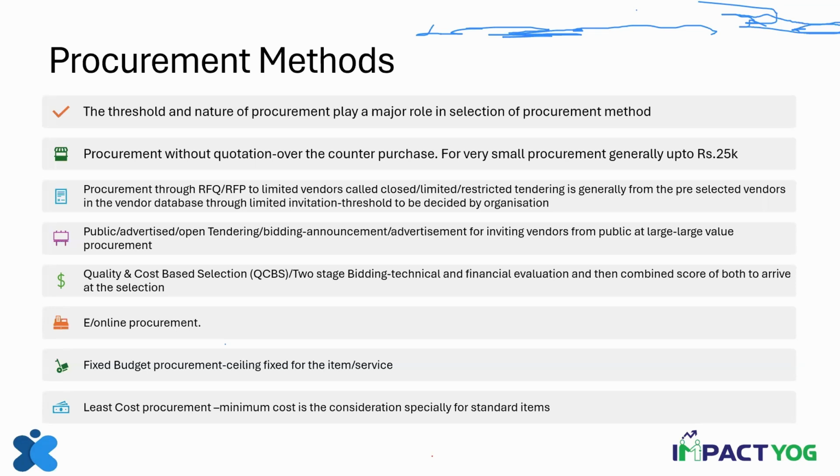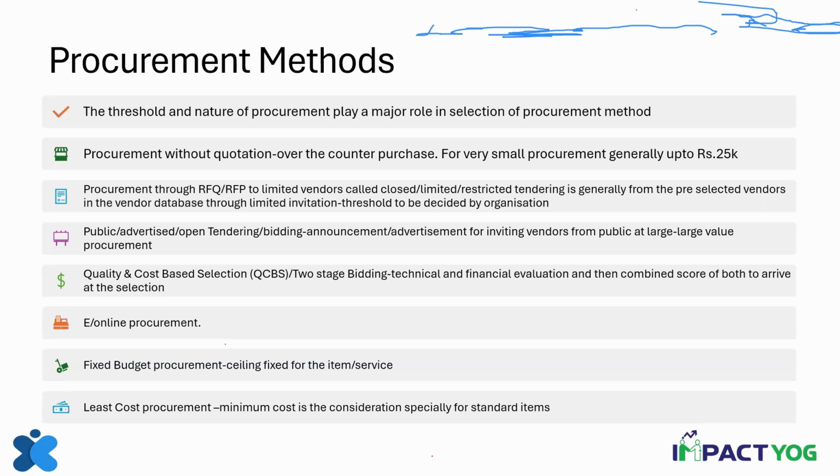Now you will notice that the competition is a function of the threshold. The lower the threshold, the less the competition; the higher the threshold of procurement, the more the competition, and the more complex the procurement method. Now, this is through request for quotation or request for proposal.